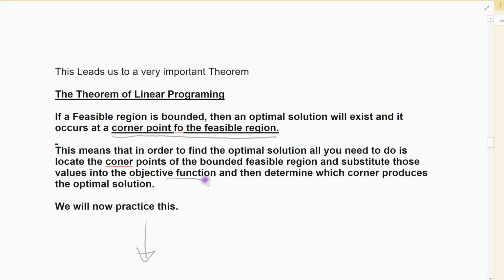Substitute those into the objective: your revenue, your cost, your profit. Whatever value comes out the biggest is your max. Whatever value comes out the smallest is your min. All right, that will give us our optimum value, and we'll practice that in the next set of videos.